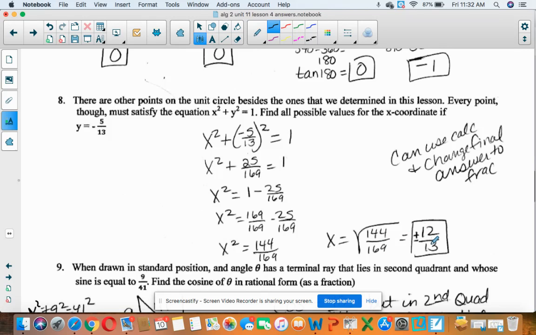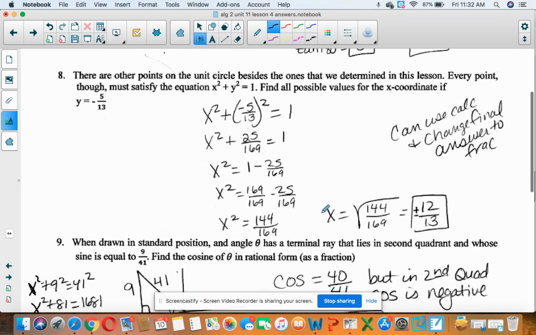You can use a calculator to help you with these fractions, and then at the end you can just change that decimal back to a fraction, and that would give you the answer.